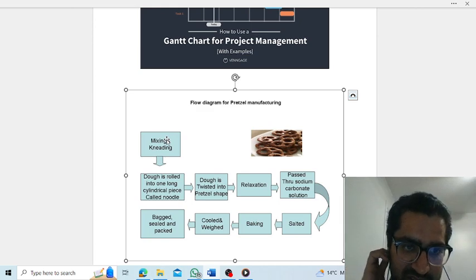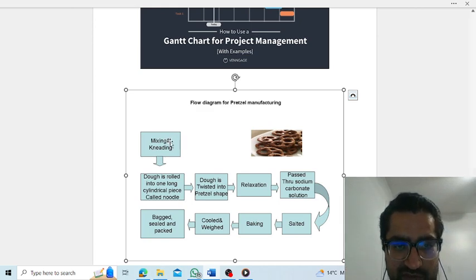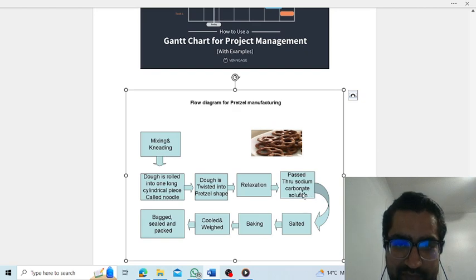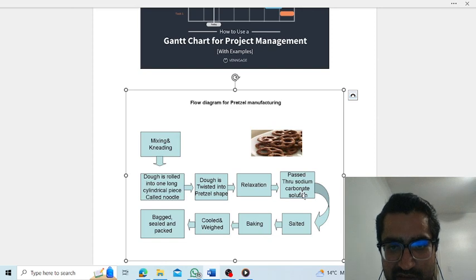So the mixing is done, then the dough is converted into a specific shape. Here it is cylindrical, it can be anything. It might be a biscuit factory or bread factory or anything else like that. Then the dough is twisted into a specific shape and then it is relaxed so that the dough rises, and then it is passed through sodium carbonate, which is very critical because sodium carbonate is a basic solution. Through the basic solution, I think carbon dioxide is passed through the dough with the help of the basic solution.